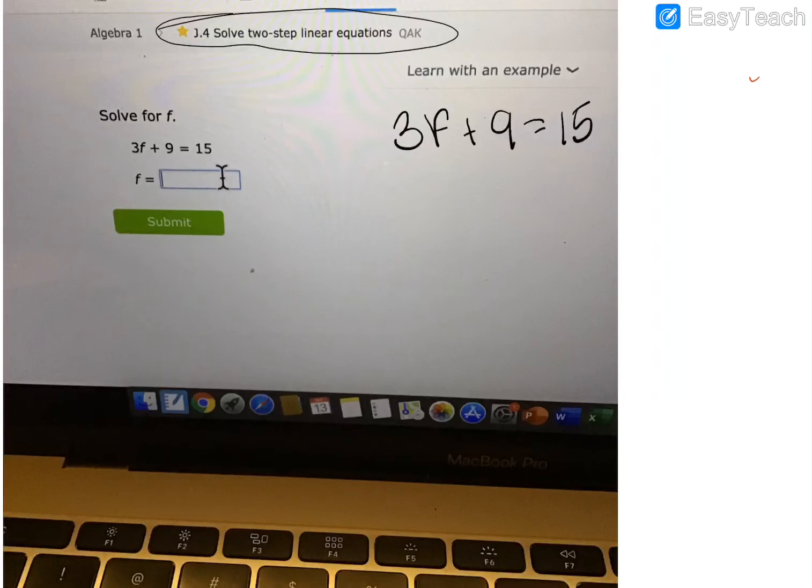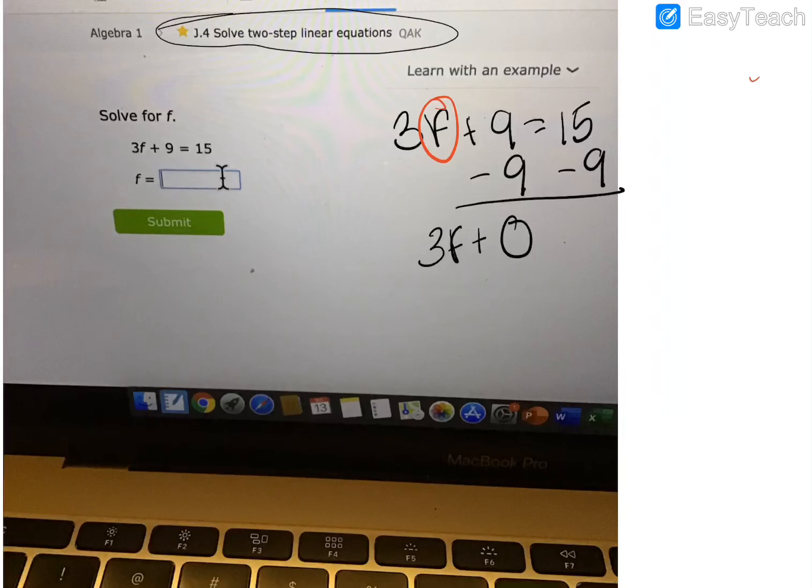So the first thing we want to do is look at what's added or subtracted, right? Because we want to get this f by itself. So I want to subtract this 9 from both sides to start. Now, a positive 9 and a negative 9 is going to give me 0. The 3f is unaffected.